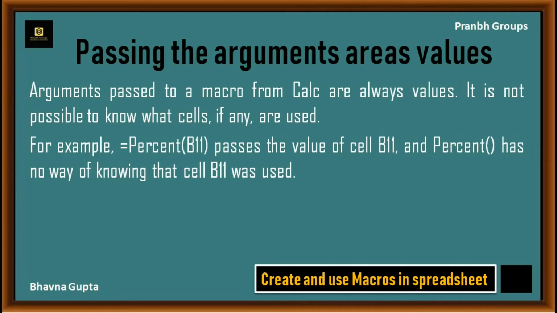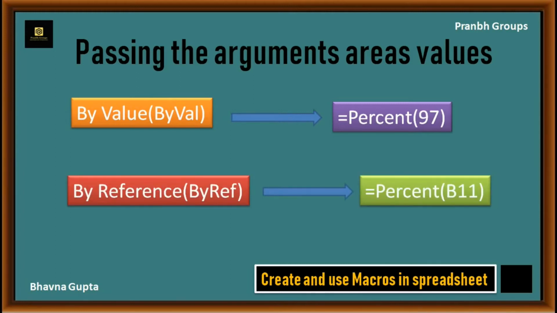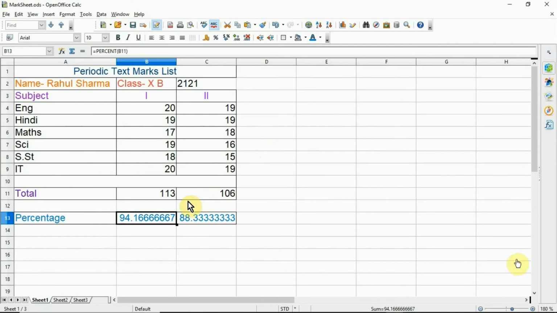There are two methods for passing the argument. First one by value and second one by reference. Let's do the practical and see how to pass an argument. So open a spreadsheet. Here I already found the percentage with the help of a function, passing the argument in the form of a reference.